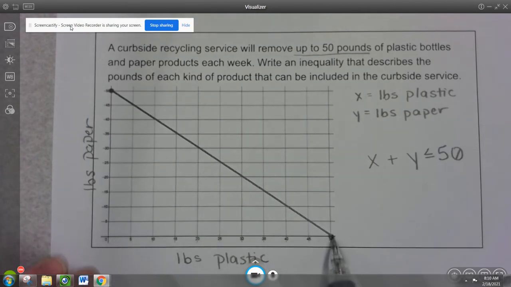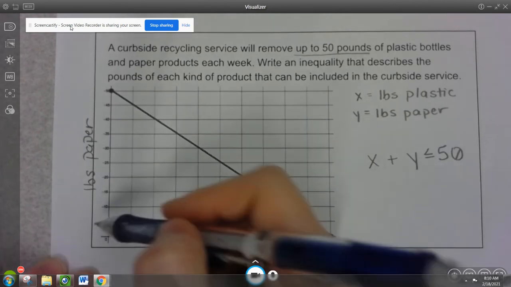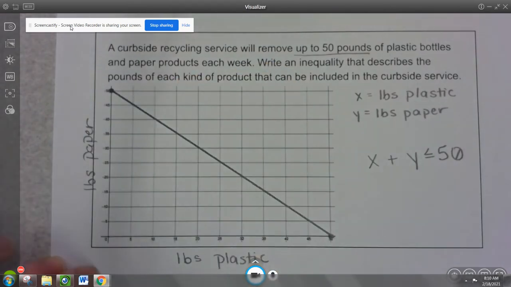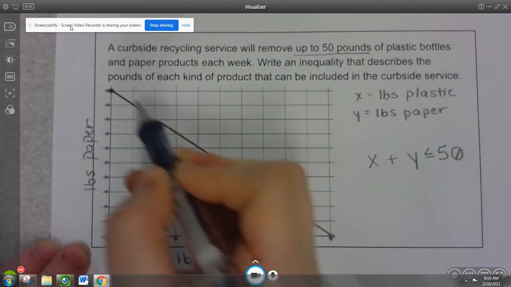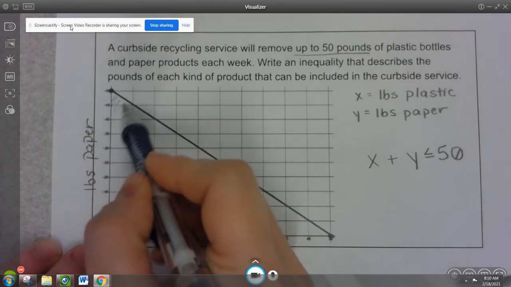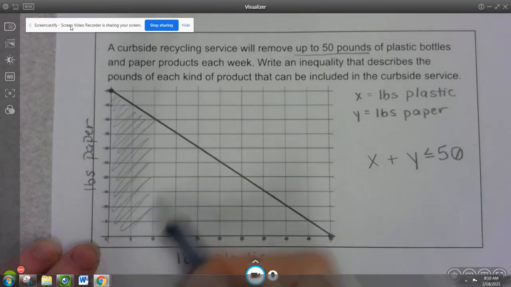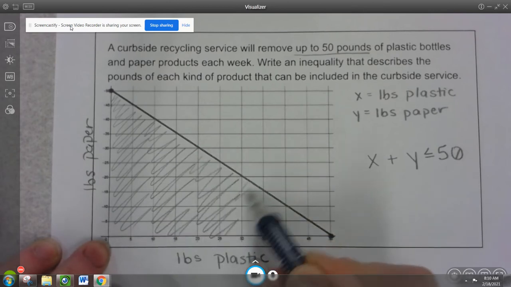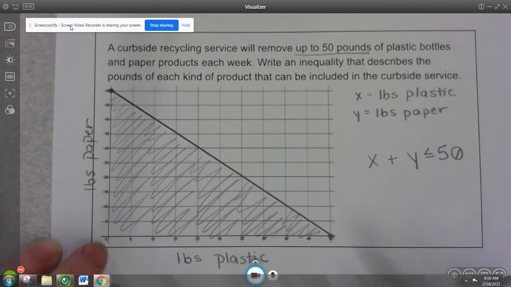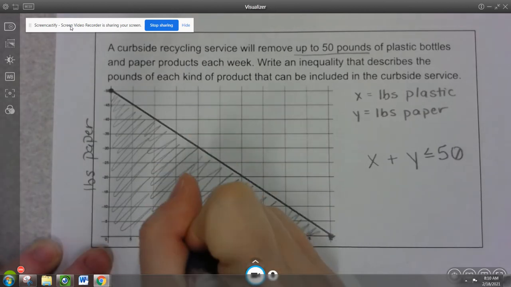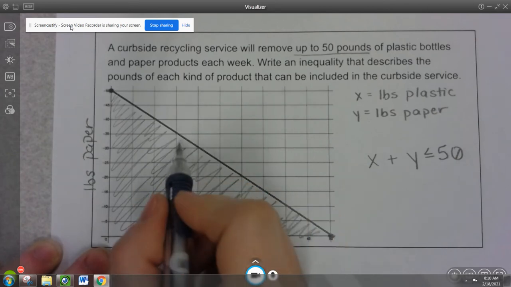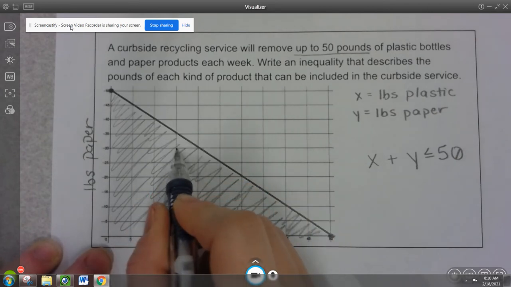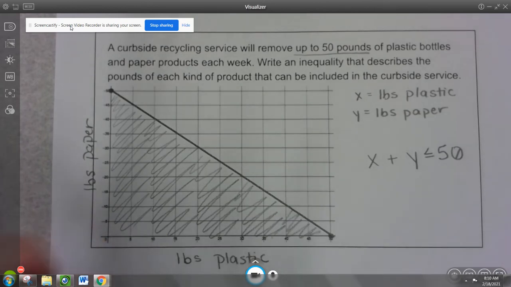Well, these are all of my possibilities for the pounds of plastic. These are all of my possibilities for the pounds of paper, and it can't be more than 50. So this line is the maximum. So it would be all of this in here as options for my trash pickup. So for example, I could do 15 pounds of plastic and 30 pounds of paper, and that would still meet the requirements for this curbside recycling service.